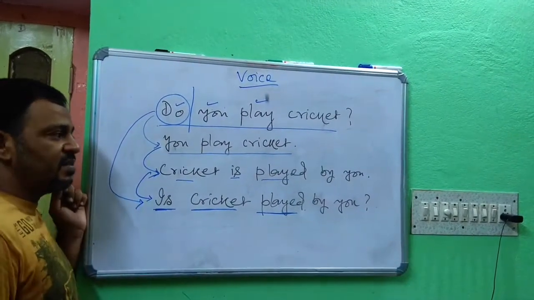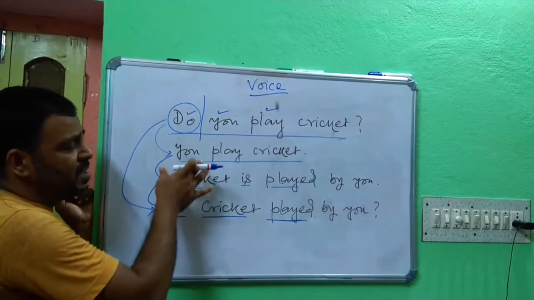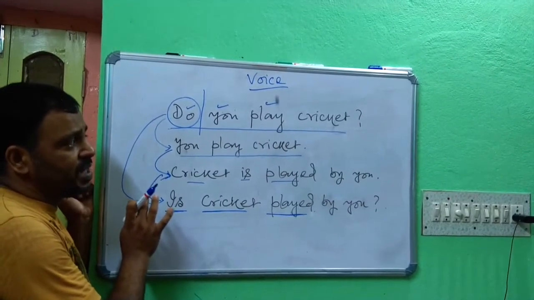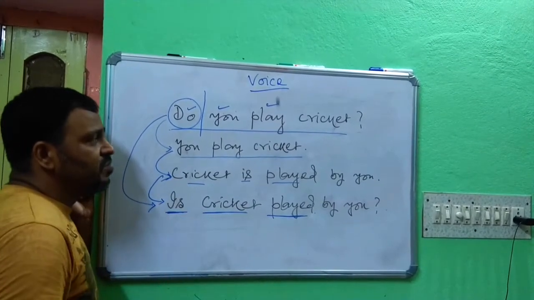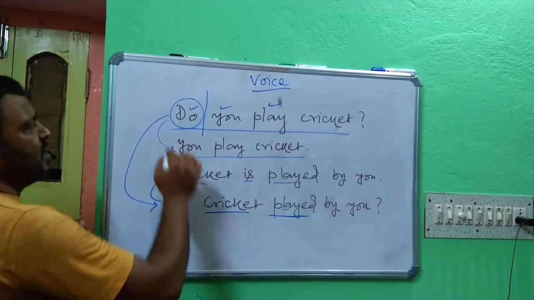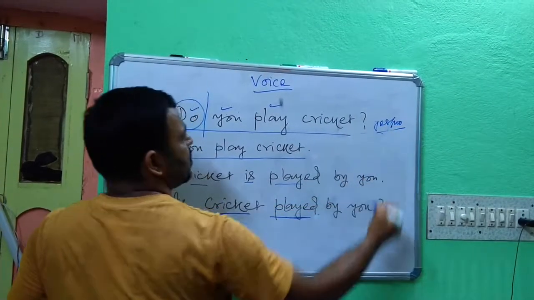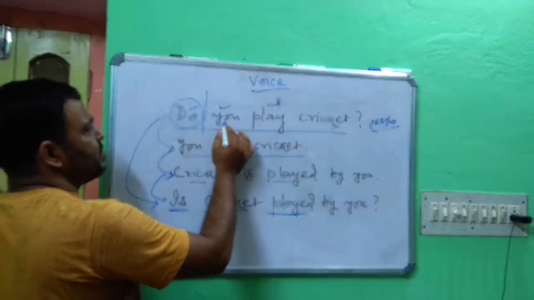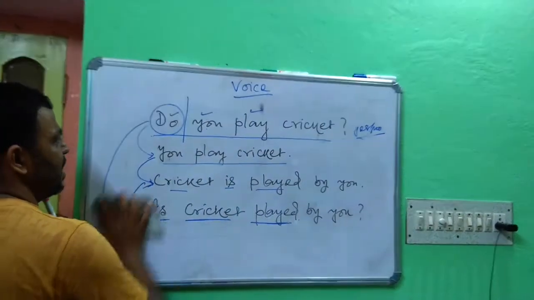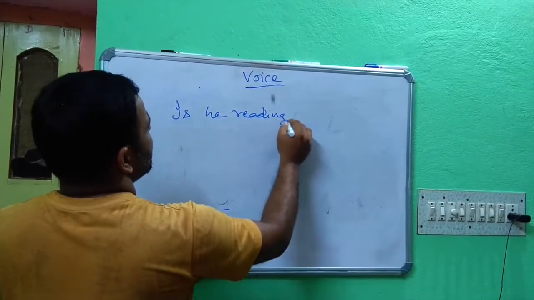If you are a basic learner or a primary learner, I suggest you solve the problem in this way. It will rectify all the problems that you face in changing from active to passive voice. This is the interrogative sentence whose answer is yes or no type, that is auxiliary verb, subject, finite verb. And another example I can cite is: is he reading the book?